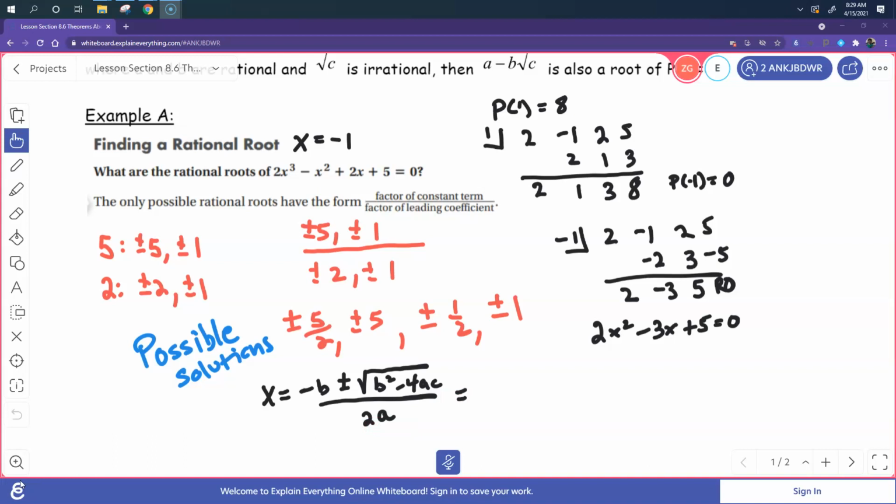So I know that a is 2. I know that b is negative 3. So I'm going to write a is 2, b is negative 3, c is 5. So I know that b is negative 3, so negative b is 3, plus or minus square root. And I know that b squared is negative 3 times negative 3, which is 9, minus 4 times a, which is 8, times c, which is 40.